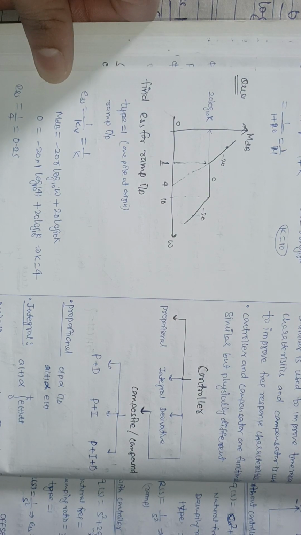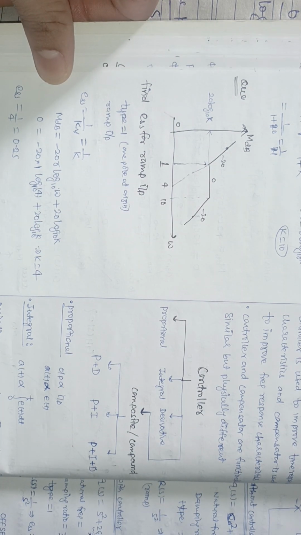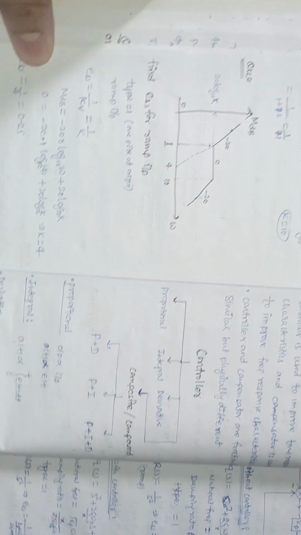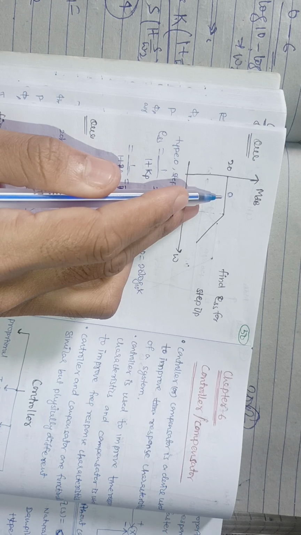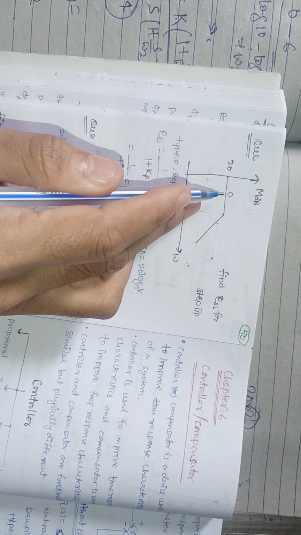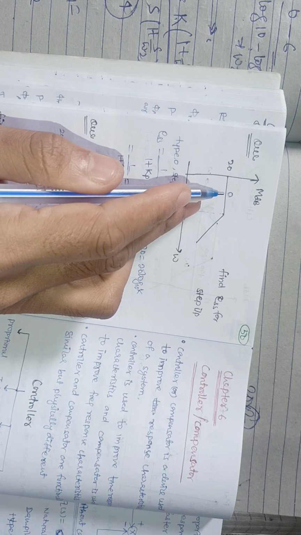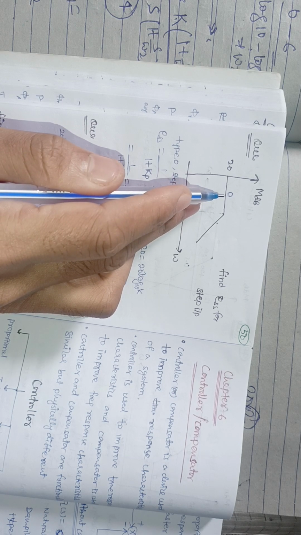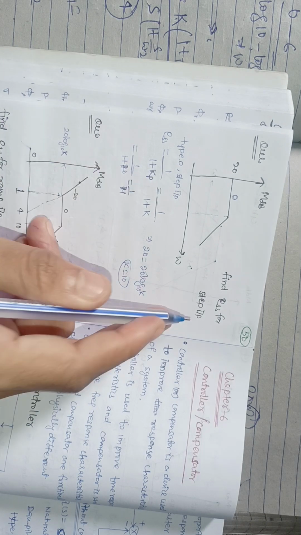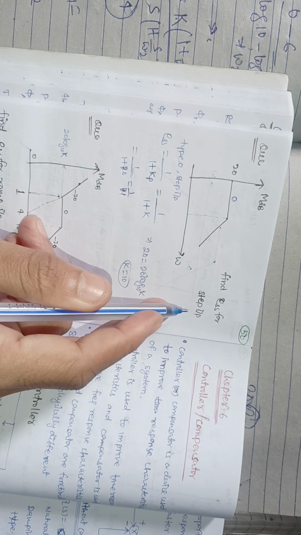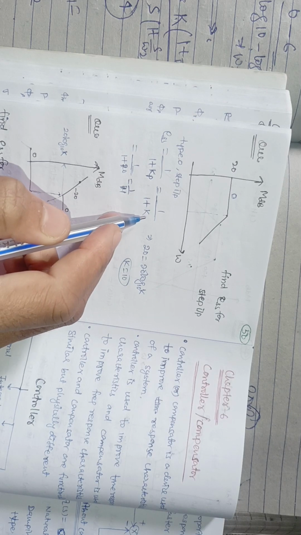Two questions are also left. Here the initial slope is 0, so definitely a type 0 system, since no pole is present at origin. For a type 0 system we can find the steady state error. The steady state error is 1 by 1 plus kp if a step input is given, so 1 by 1 plus k.